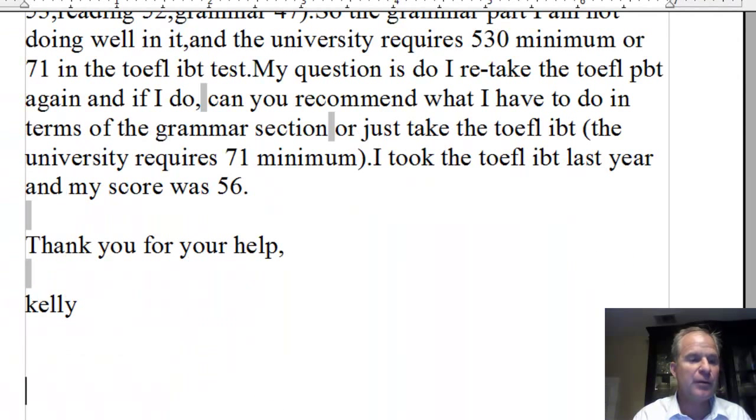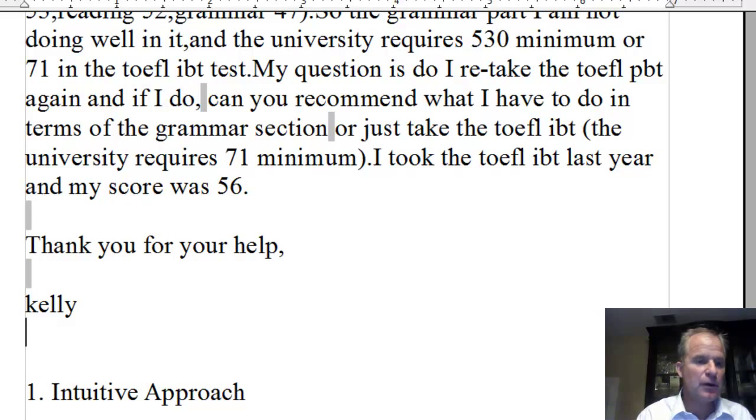So let me tell you what I'm talking about. These are the two strategies that you can use when you're answering questions on the paper-based test. Okay, so let's talk about what these are now. The main thing, though, is you want to try to use what's called the intuitive approach, but if you still don't know which answer is correct, or which answer needs to be rewritten in order for the sentence to be correct, then do the analytical approach.